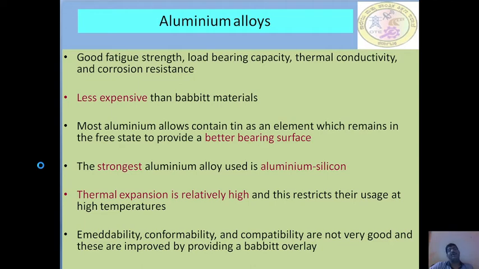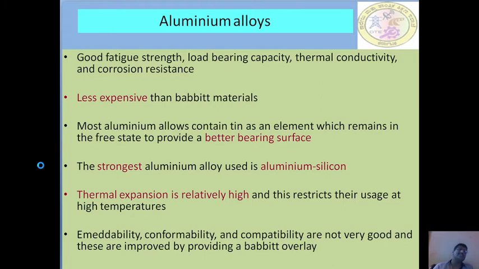Its hardness increases. As the hardness increases, wear, corrosion, or rubbing also increase. Hence, the strongest aluminum alloy used is aluminum silicon, and its thermal expansion is relatively high, and this restricts their usage at high temperature.